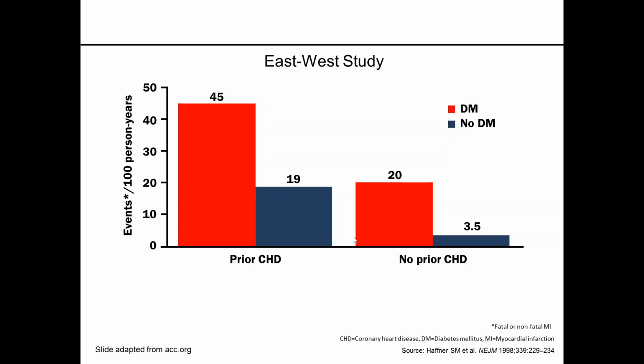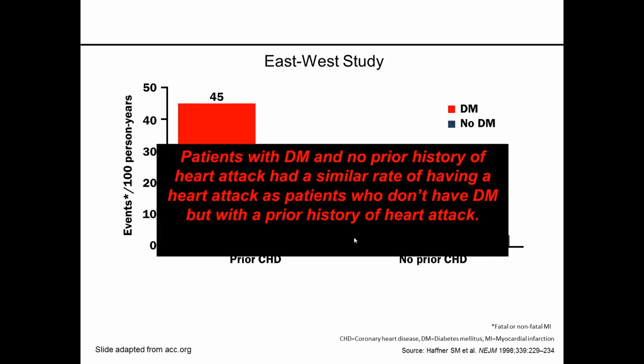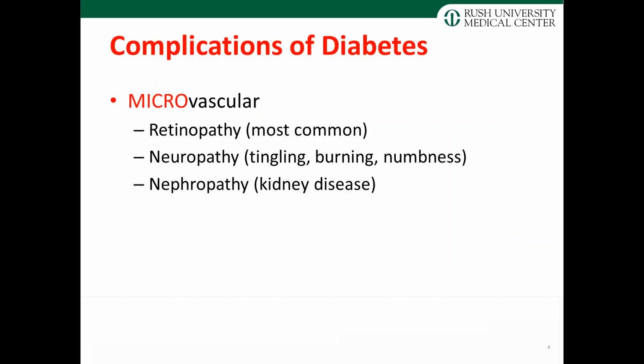And patients with diabetes who present to a primary care office, they need to be followed a little bit more closely from a prevention standpoint. So bottom line, patients with diabetes and no prior history of heart attack have a similar rate of having a heart attack as patients who don't have diabetes, but do have a prior history of a heart attack.